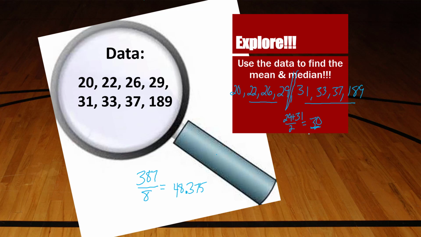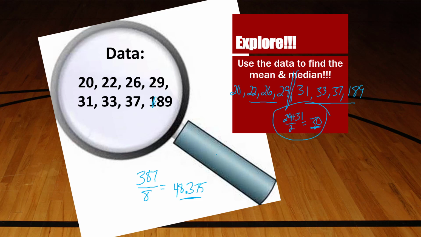Notice that there's a bit of a difference between the median of 30 and the mean of 48.375. Which one better represents the bulk of our data? Well, the one that better represents the bulk of our data in this instance is 30. Because most of our numbers are fairly close to 30. We're going to talk about that again more in the coming days.